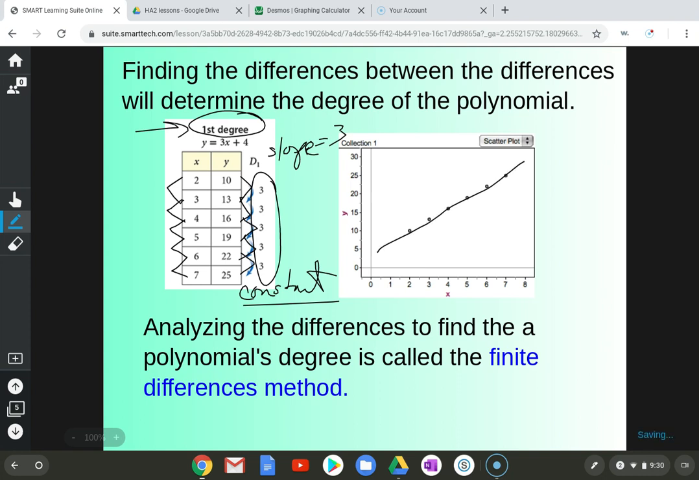Now, it might not look like the slope is 3, but it is. It's just that the scale is different for the x's and the y's. That's why it looks a little bit shallow, but that's okay. So if we have a constant slope, meaning if you evenly space the x's and subtract each consecutive pair of y's and get the same number every time, then you have a first degree function.